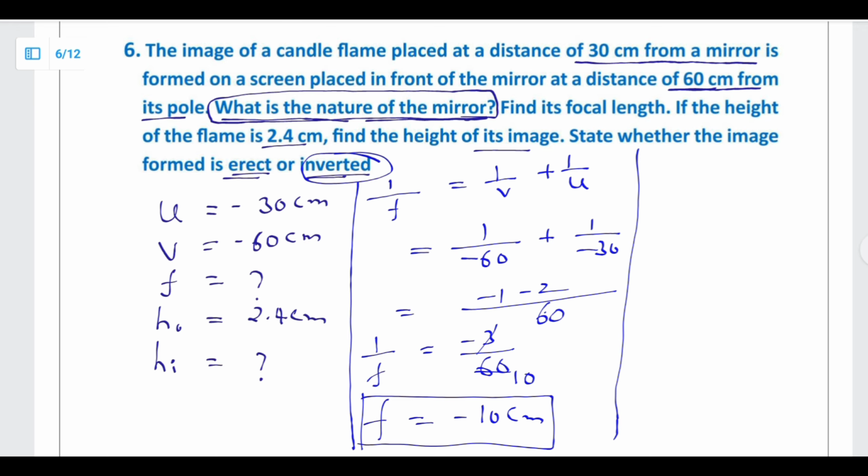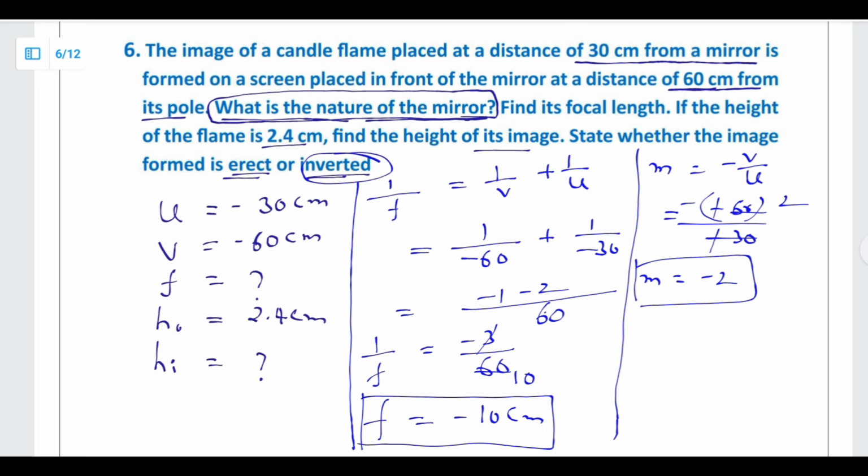And let me find the magnification. M equals to, formula is minus v by u. What is v? Minus 60. The formula also has a minus there. u equals to minus 30. 30 twos are 60. So minus minus also cancel. M equals to minus 2. So magnification minus means it is a real and inverted image. More than one means it is an enlarged image.